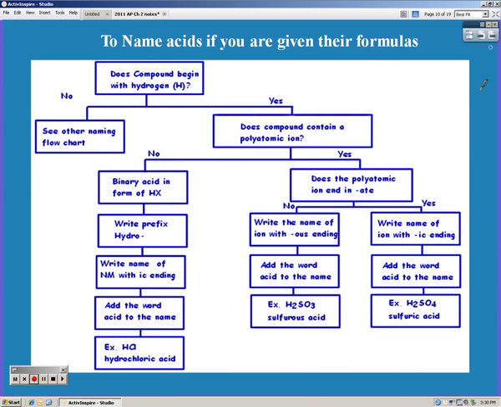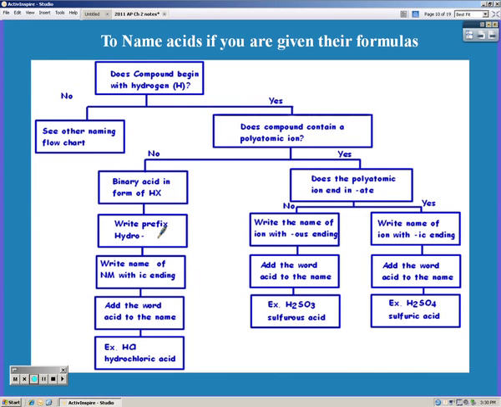If you have an acid and you need to name it, you need to first ask yourself, does it start with hydrogen? If so, it's an acid. If not, you're going to use the other flow chart. Does it have a polyatomic ion in it? If not, it's a binary acid, and so you just have 2 elements.